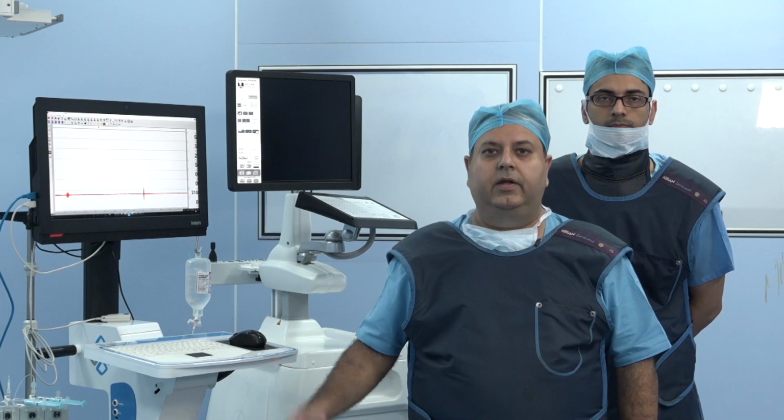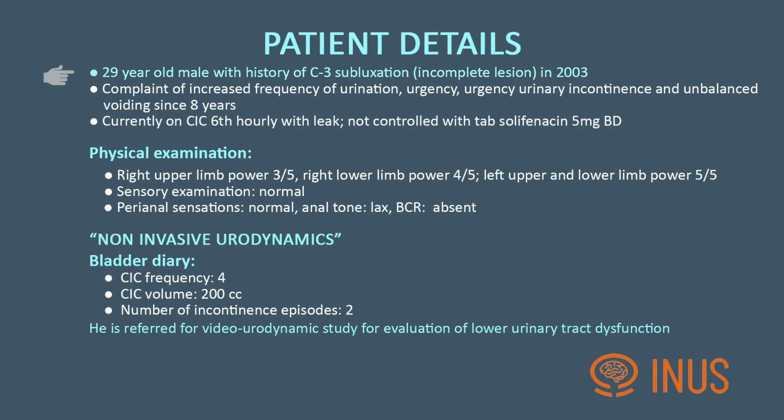This is our next patient. He's a 29-year-old male with a traumatic C3 subluxation, incomplete lesion that he sustained in 2003. The patient has urgency, urge urinary incontinence, increased frequency, and unbalanced voiding. In the so-called non-invasive urodynamics, the bladder diary shows a mean CIC frequency of 4, mean CIC volume of 200 cc, and mean number of incontinence episodes being 2.